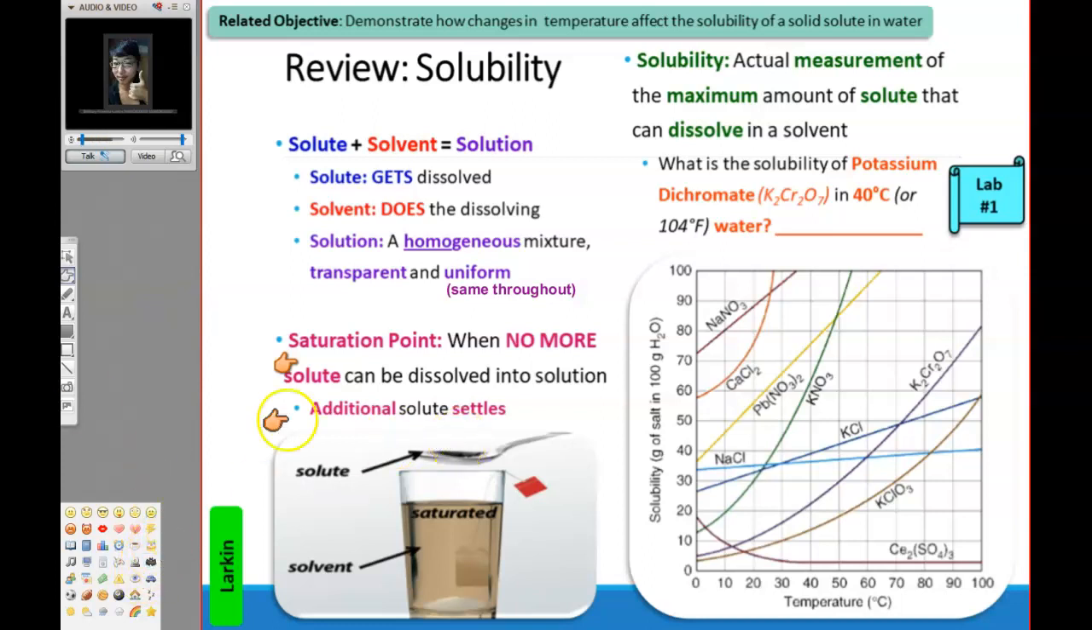Please give me a birthday cake if you understand the difference between saturation point and solubility. That's the spirit, Johan.